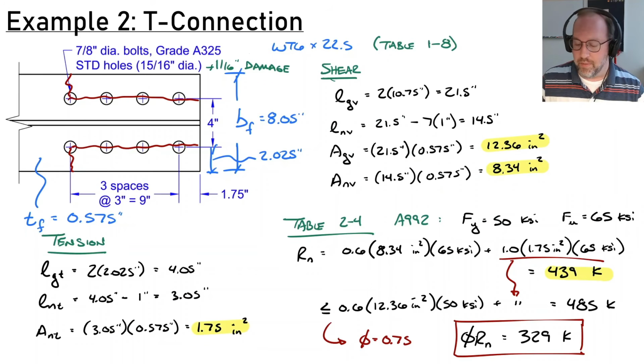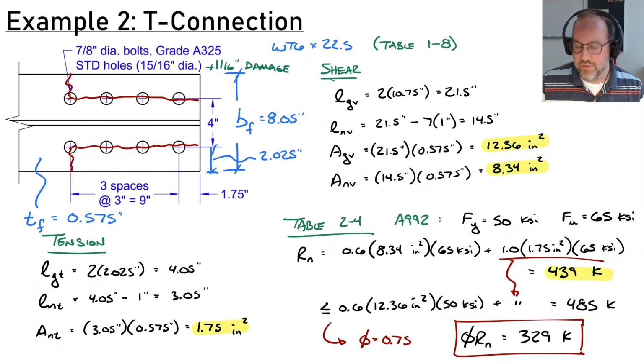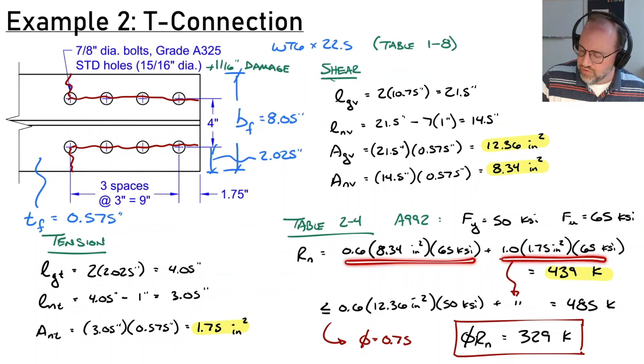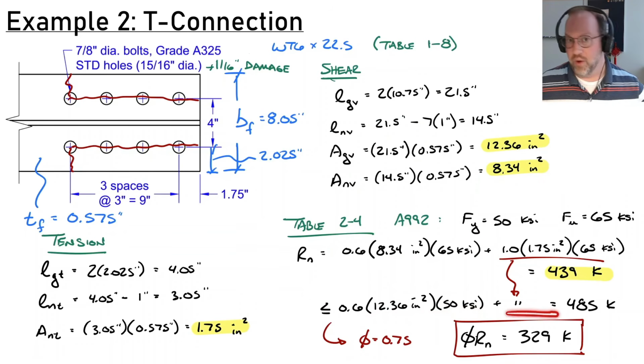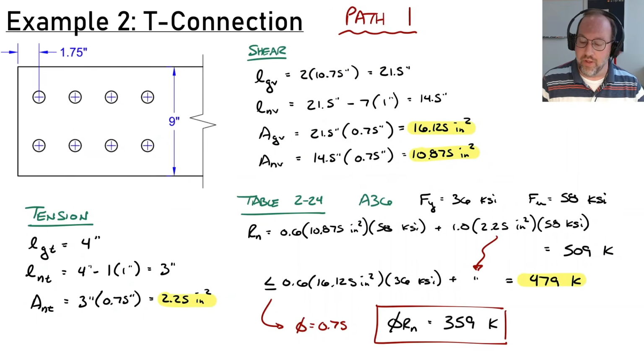We'll look up our material properties. This T-shaped section is A992 steel, which has a yield of 50 KSI and an ultimate stress of 65 KSI. So now essentially we just plug in all of our areas. We got shear rupture, tension rupture, or shear yield and tension rupture, because we always have tension rupture. And we'll find the rupture case controls, multiply that by 0.75, and we'll find that this is 329 kips of capacity.